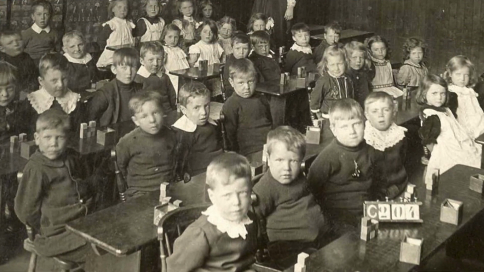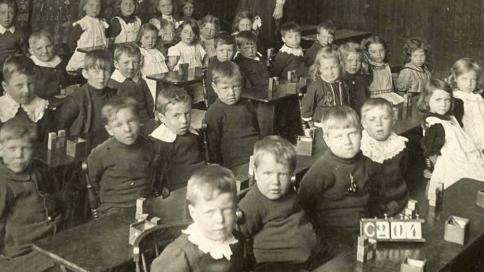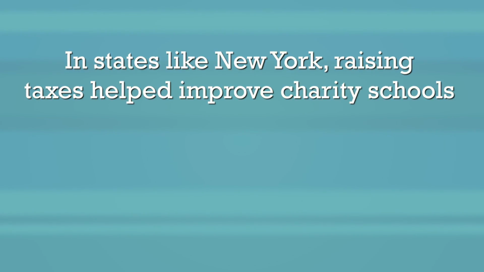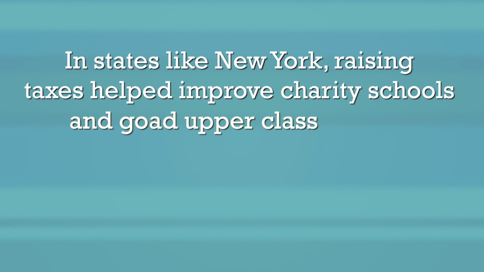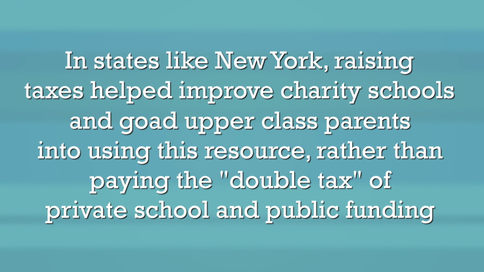What were the elements of this reform package that would bring together the grain dealer's son and the laborer's daughter into the same classroom? A key emphasis was on making schools tuition-free, which required new taxes. In states like New York, raising taxes helped improve charity schools and goad upper-class parents into using this resource rather than paying the double tax of private school and public provision.